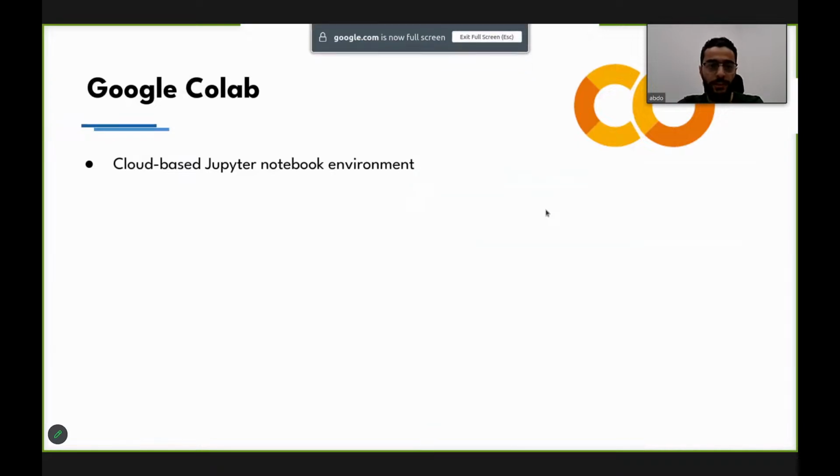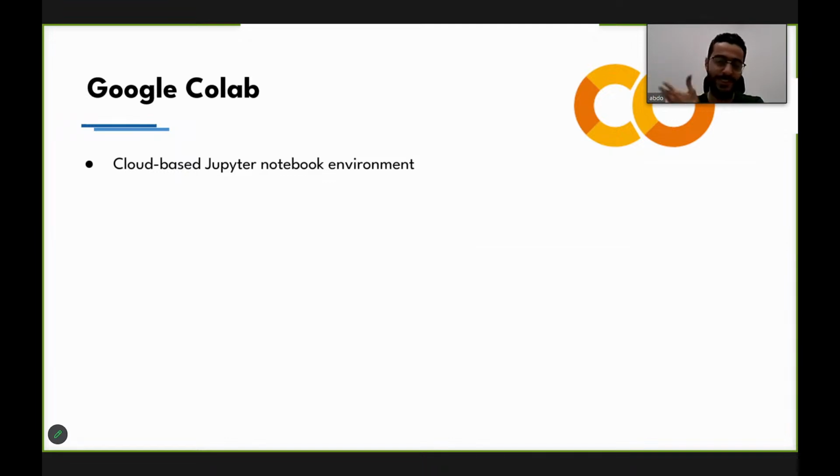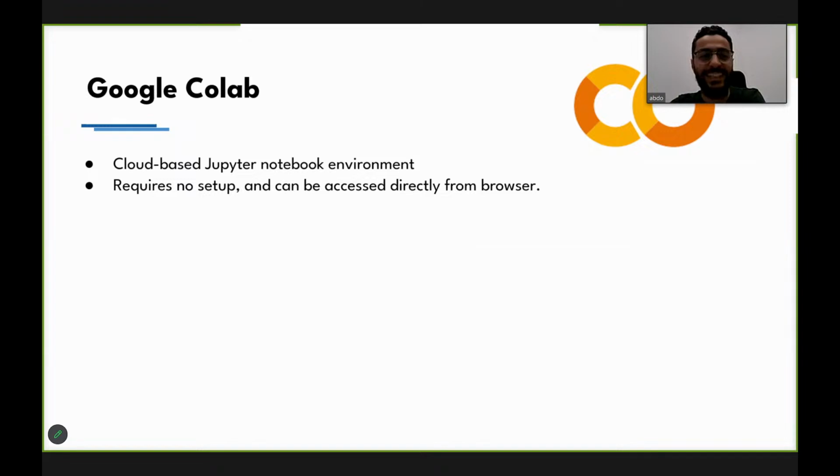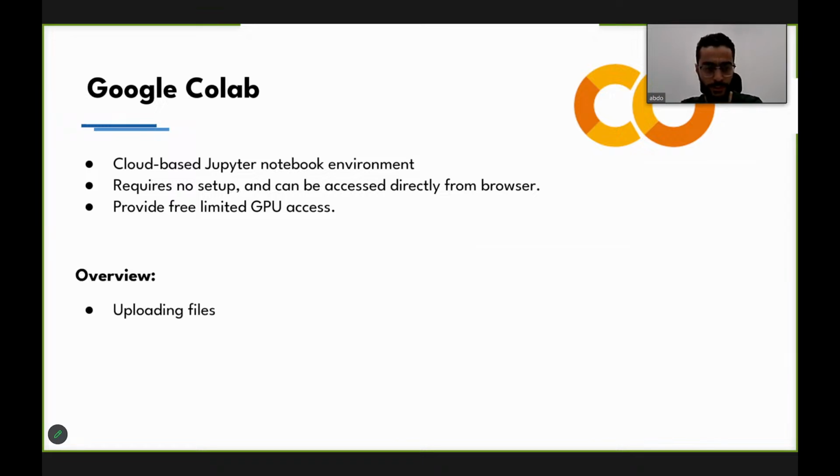Colab is a cloud-based Jupyter notebook. If you don't know what a Jupyter notebook is, you can consider it a web-based IDE. If you don't know what an IDE is, you'll know it near the end. It requires no setup and can be accessed directly from your browser, and it provides limited GPU access.